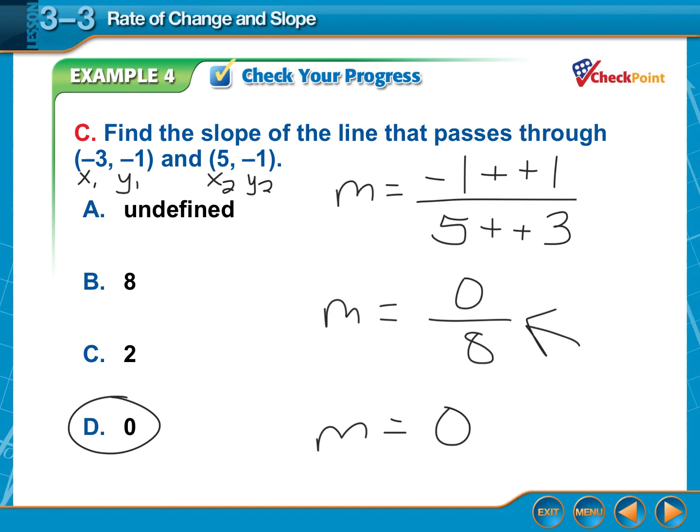If 0 was on the bottom, what would my answer have been? What would my answer have been? Undefined. So if 0 is on the bottom, the answer is undefined. There's no slope, because you can't take a number and divide it by 0. So remember those little things here. This one, undefined. This one, 0.